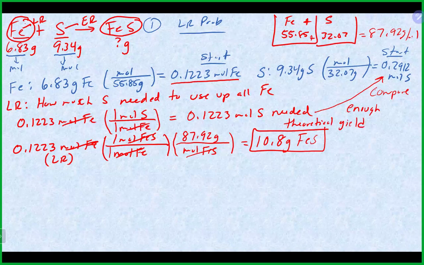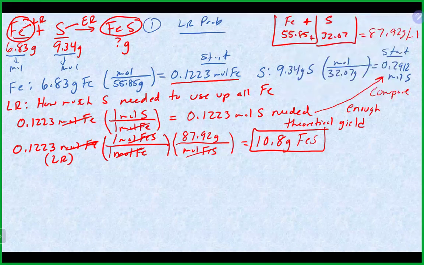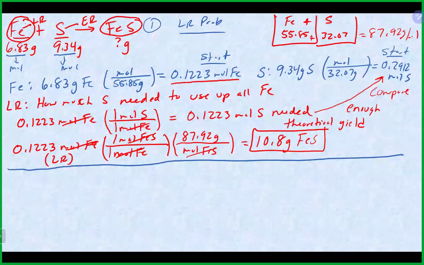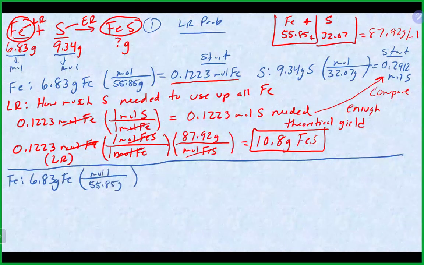Any questions on those steps there? Now, again, I mentioned the other very common approach that people are taught these days. Since we have it here, I'll just show you what I meant by that. The other very common approach is you would just start with your iron, for example, and take your 6.83 grams of iron. You would convert it to moles using the molar mass, 55.85 grams per mole of iron.